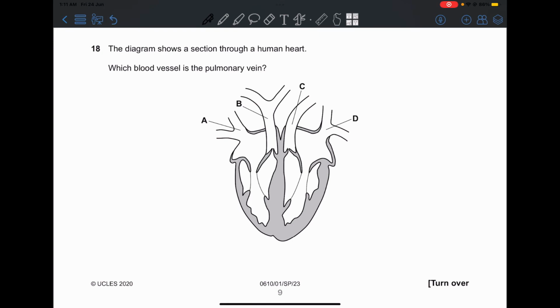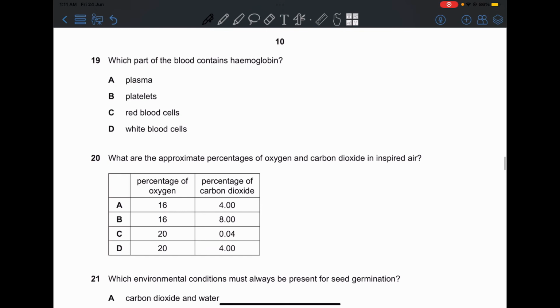18. The diagram shows a section through a human heart. Which blood vessel is the pulmonary vein? Now we know that the pulmonary vein is the vein that is returning from the lungs and it has oxygenated blood. So actually this is going to be D. 19. Which part of the blood contains hemoglobin? Of course we know this is the red blood cells.